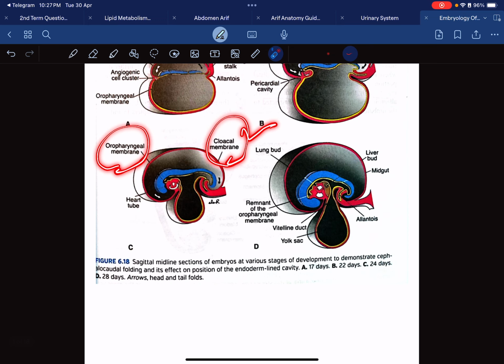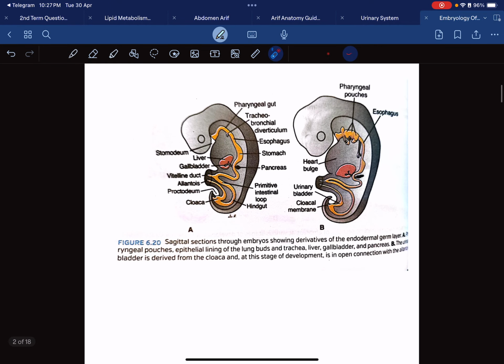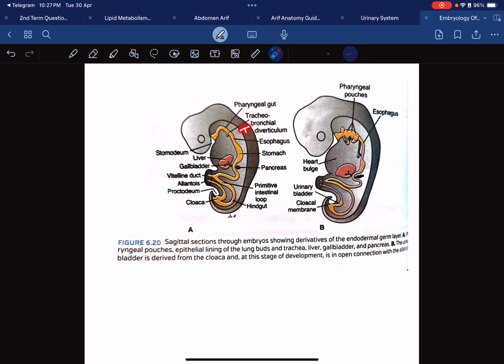We have the diagram here, the cloacal membrane and the oropharyngeal membrane. Now, since we are talking about the embryology, let's talk about the things that develop from each layer. We could talk about that later, but let's talk about the derivatives of endoderm. In the derivatives of endoderm, we have the gut tube endoderm. From the gut tube endoderm, we receive the GIT, the respiratory tract, the parenchyma of liver and pancreas, thyroid gland, tonsils. Okay.